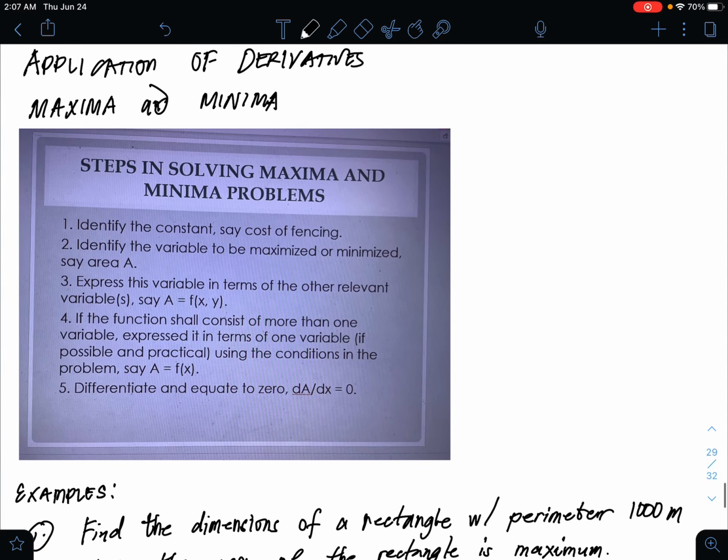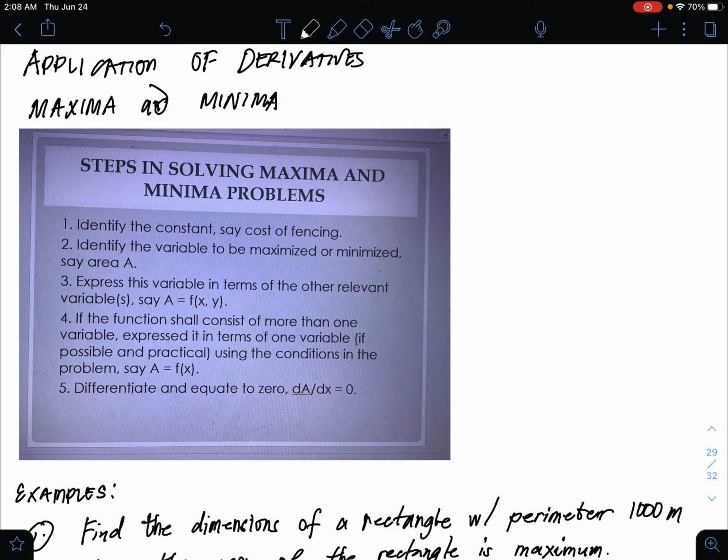Yes, good day everyone. So now we will be tackling applications of derivatives. So first is the maxima and minima and the other one is time rates. So karon atong storyaan is ang maxima and minima una.